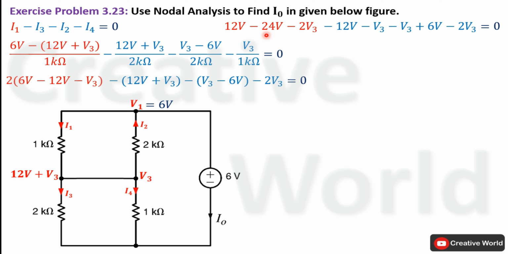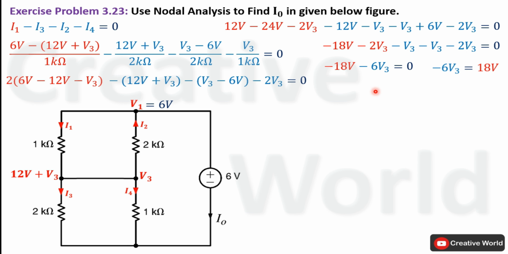Now add constants together. Plus 12 volt and minus 12 volt will cancel out with each other. Sum of minus 24 volt and plus 6 volt will become minus 18 volt. Now add values having same variables together. Their sum will be equal to minus 6. Place this minus 18 volt on the other hand side of equal and divide it with minus 6 in order to calculate the value of V3, that will become minus 3 volt.